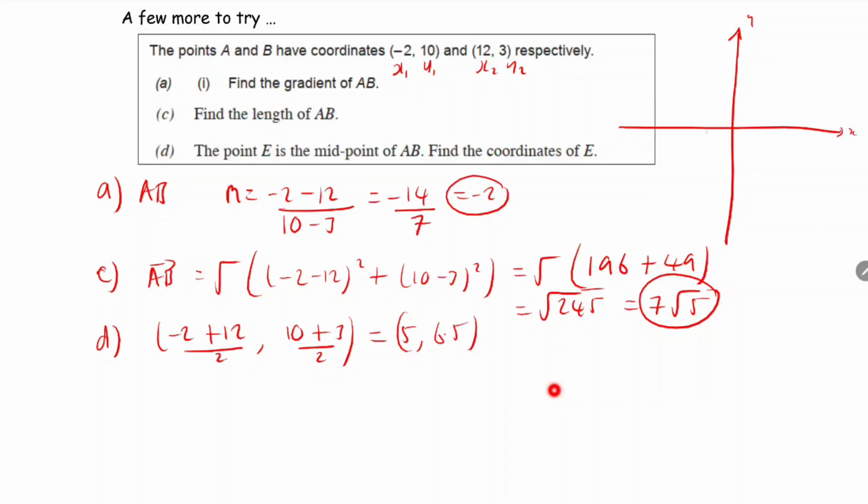The coordinates minus 2, 10. So minus 2 and 10 will be up here for A. Then 12 across and 3 up would be here.